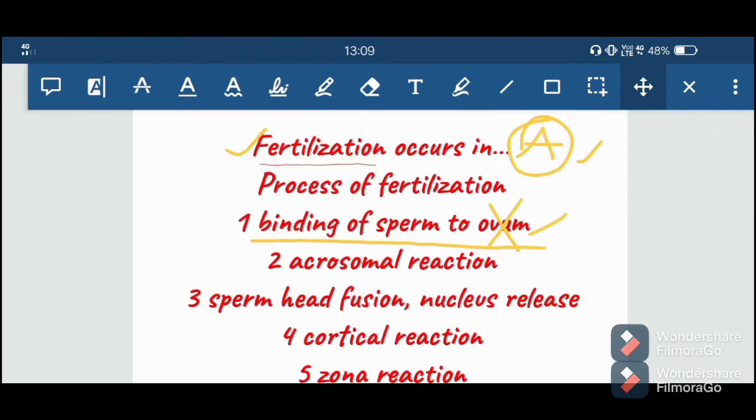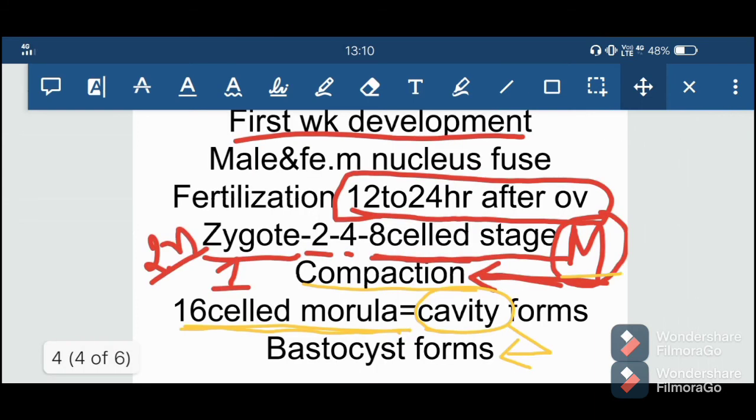Let's revise the process quickly. The sperm enters and binds with the ovum. The acrosomal reaction occurs. The sperm head fuses with the plasma membrane and the male pronucleus is released inside. The cortical reaction occurs. The cortical granules enter the zona and the zona reaction occurs, which prevents polyspermy. Inside, the male and female nuclei fuse and form the zygote. This is called fertilization. Fertilization occurs 12 to 24 hours after ovulation.